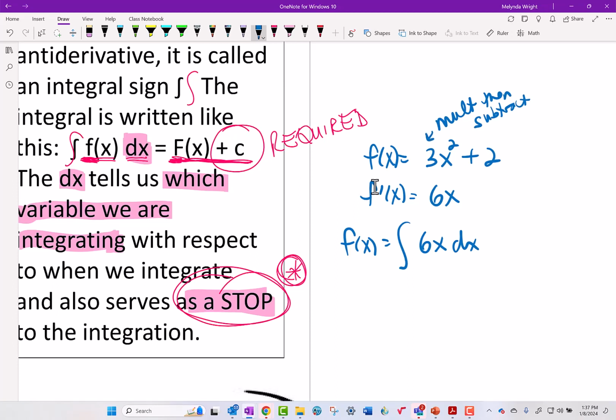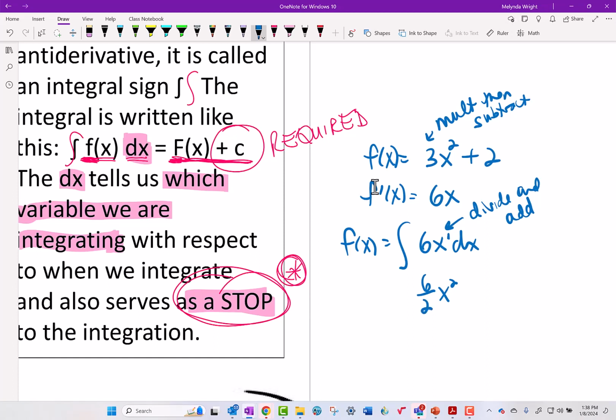Okay, antiderivatives, we're doing the opposite. Instead of multiplying, we're going to divide. And instead of subtracting, we're going to add. So on our antiderivative, we're going to divide and, oops, add. We're doing the opposite. So this is a 1. So I add 1 to 1 and I get 2. So that gives me x squared. And I divide by 2. So that gives me 3x squared.